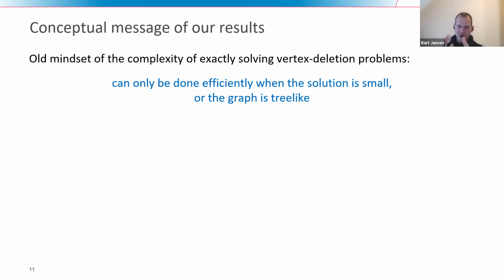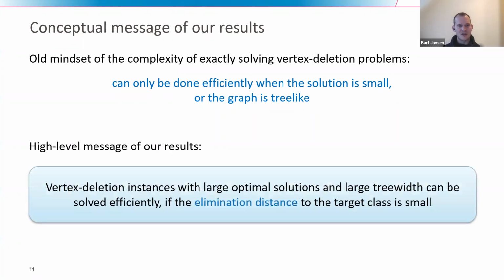It used to be you can only solve inputs where you know either that the solution is small or the input graph is tree-like. And otherwise, it doesn't go. As a sort of high-level message of our results, to me, they've really broadened up the space of inputs for which we can provably find a solution efficiently and exactly.